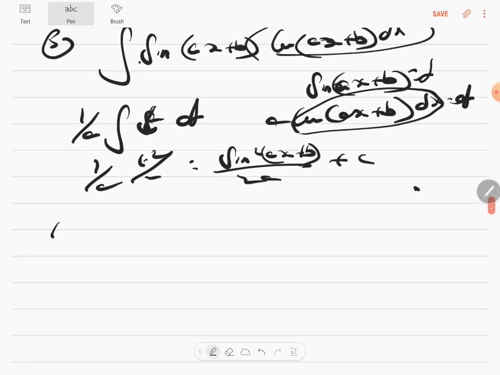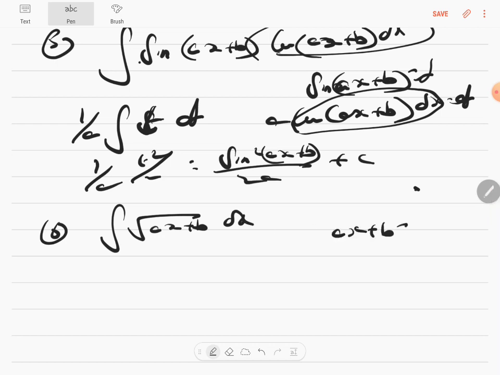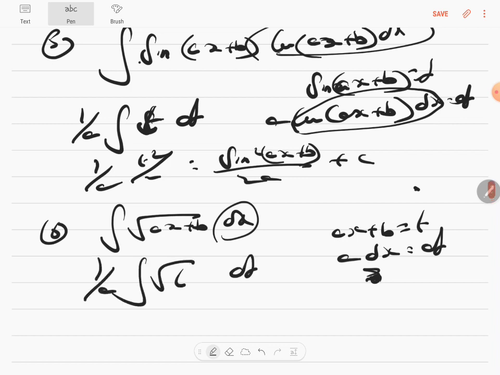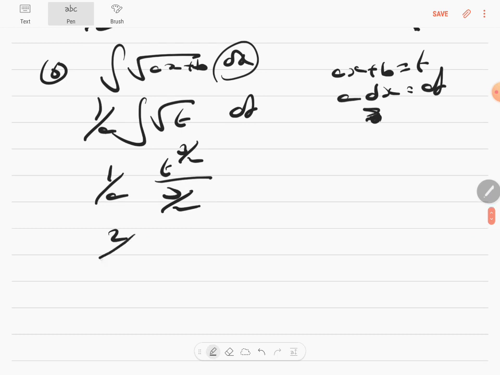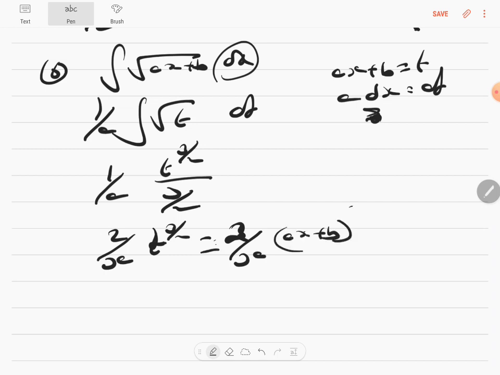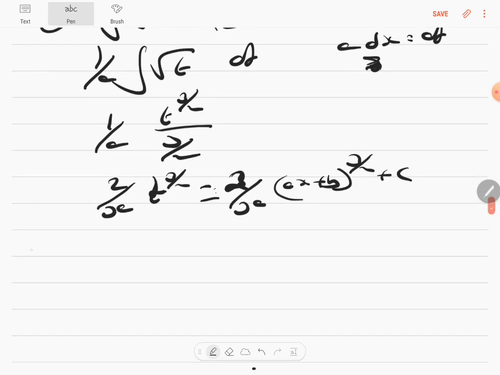Let's go to the sixth question. The sixth question is integration of root of ax plus b. They won't give you dx, you have to write the dx. Here you're going to consider that ax plus b itself is t. So a into dx becomes dt, so dx itself is dt by a. So you're going to write dt here and a 1 by a, and replace the root as root t. And root t is nothing but t to the power 1 by 2. So t to the power 3 by 2 by 3 by 2 on integration. So 2 by 3a into t to the power 3 by 2. That is 2 by 3a into ax plus b, the whole to the power 3 by 2 plus c. Let's go to the seventh question.